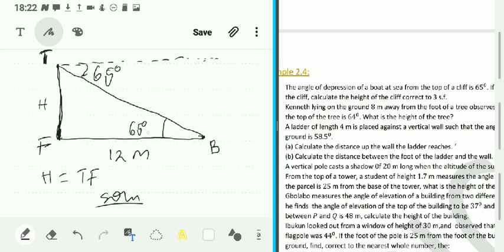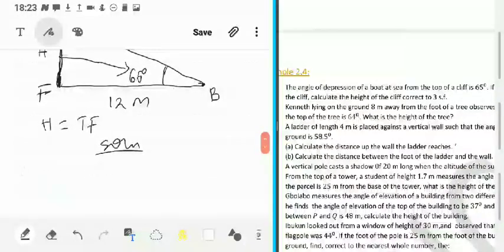Now, the side you are looking for should always be in your formula, and the side that is given to you, the corresponding side to the angle that is given, should also be in your formula. The side we're looking for is H or TF. How does it relate to this angle? H is the opposite side to this angle 65. So in your formula, O should be there.